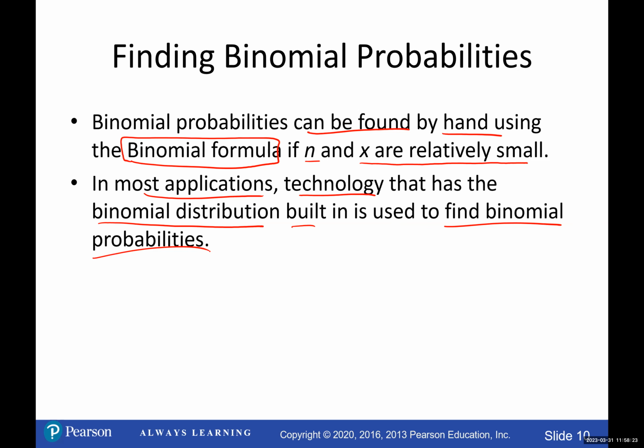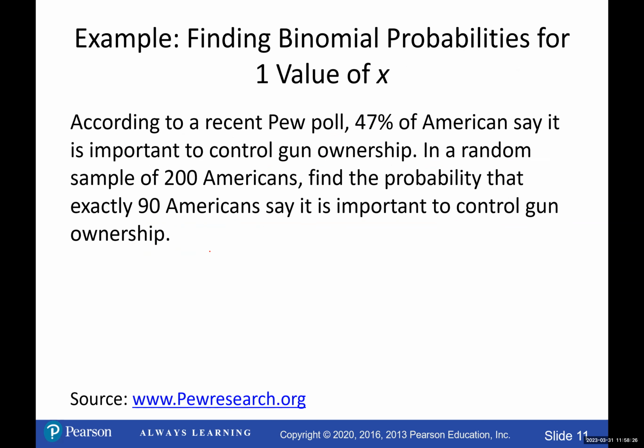Okay, so let's take a look. For example, let's find a binomial probability for one value of x. According to a recent poll, 47% of Americans say it is important to control gun ownership. In a random sample of 200 Americans, find the probability that exactly 90 Americans say it is important to control gun ownership.